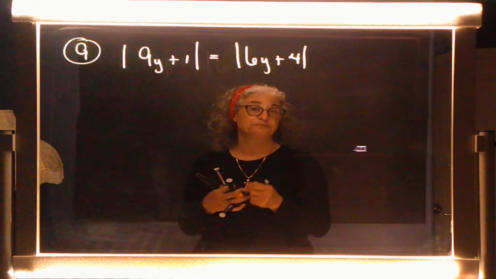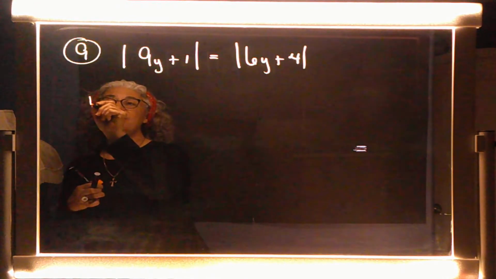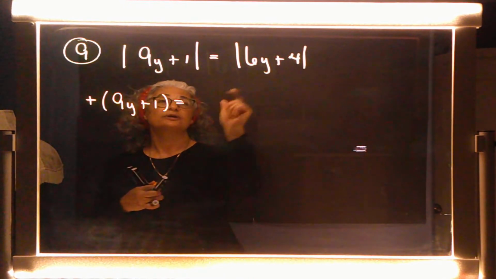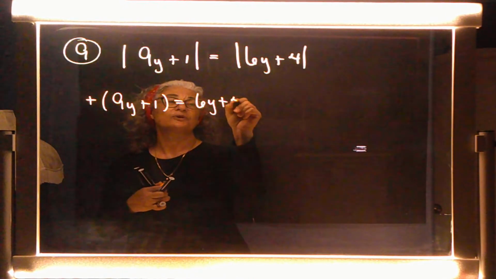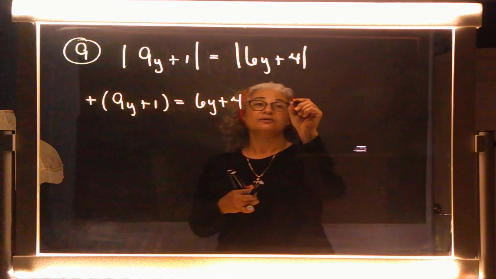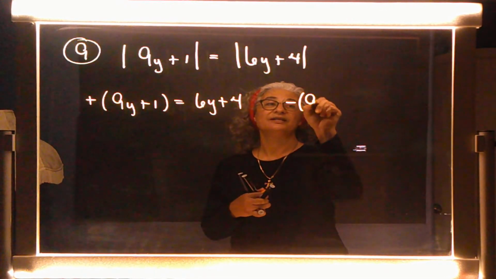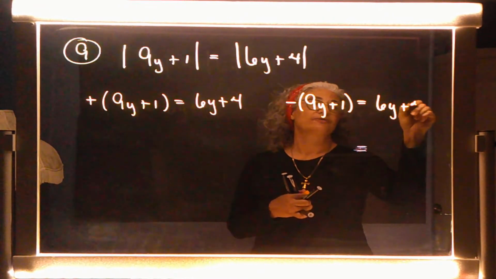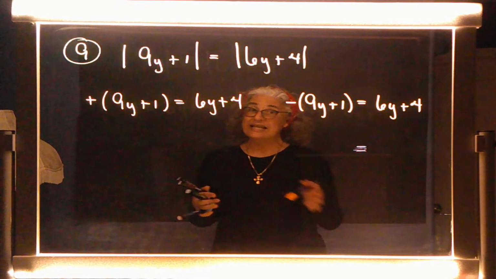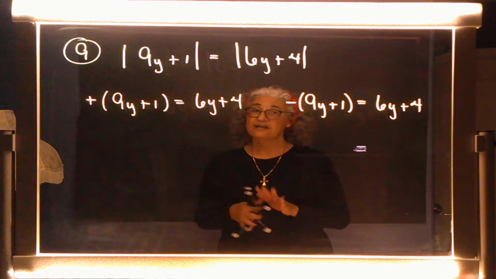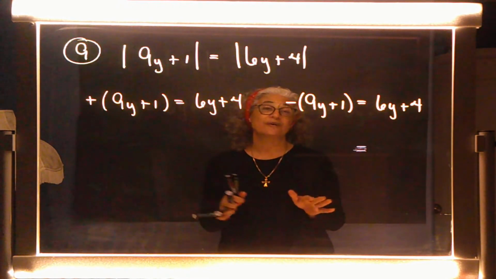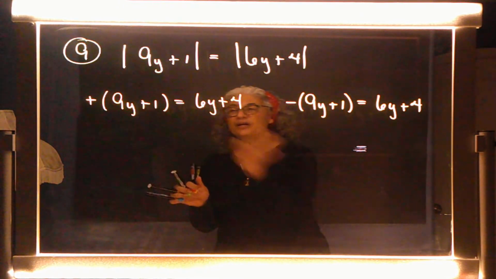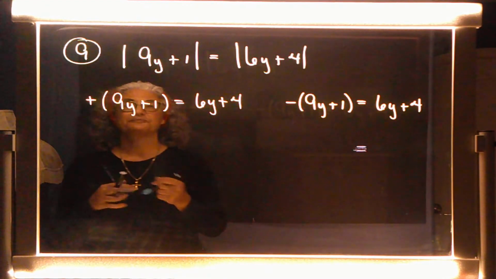So here's the deal. We have the positive of the 9y plus 1 must equal the 6y plus 4, or we're going to have the negative of the 9y plus 1 equaling the 6y plus 4. Exact same process. With me? Nothing is going to change. Just because there's an absolute value on both sides doesn't mean I change my process. Cool? Okay, so let's go solve this one over here on the left.